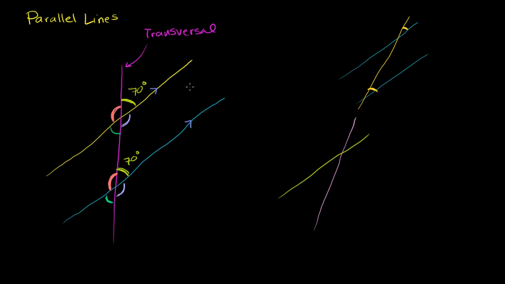So corresponding angles, let me write these. These are corresponding angles are congruent. Corresponding angles are equal. And that are corresponding, that and that, that and that, and that and that.